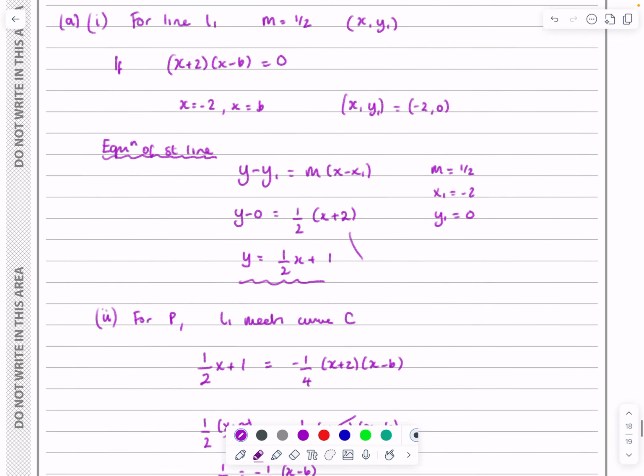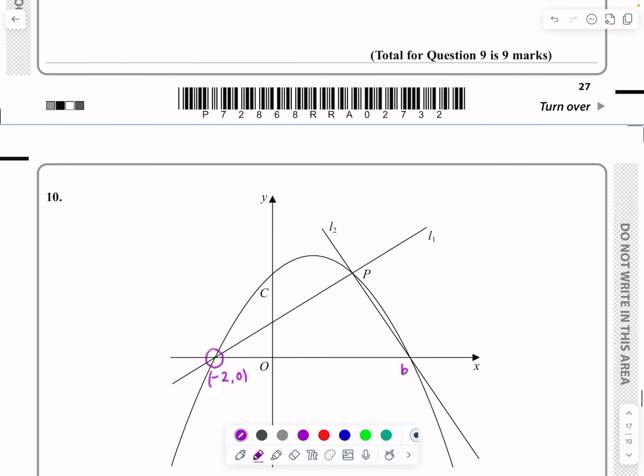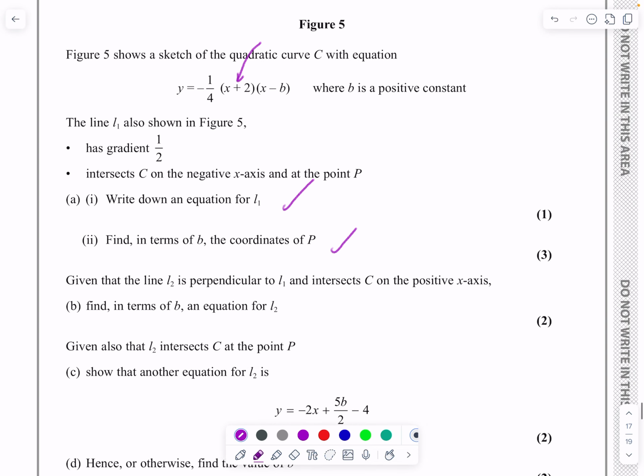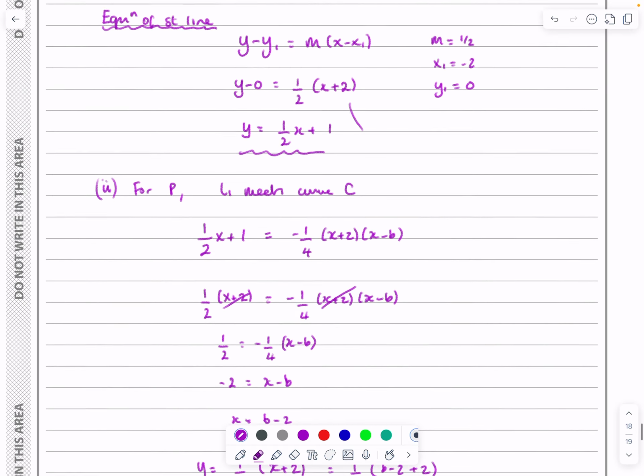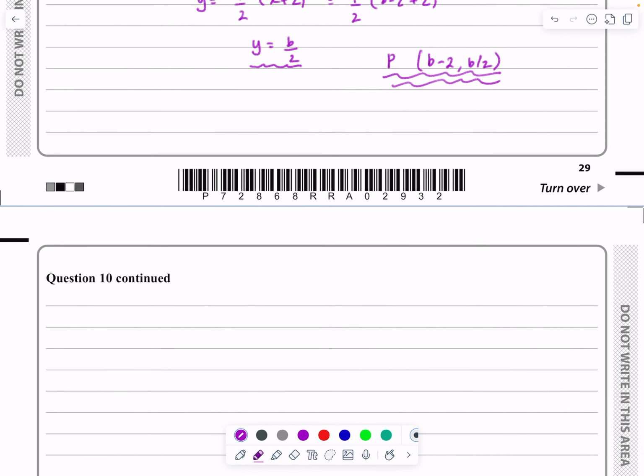Okay, quite a complicated question this, but it is question 10, so it's not surprising it's a little bit more difficult. Given that the line L2 is perpendicular to L1 and intersects on the positive x-axis, yep, we can see all that information there. Find in terms of b an equation for L2. So if I want an equation for L2, just like last time, let's explain what I'm going to do here. So this is part B.